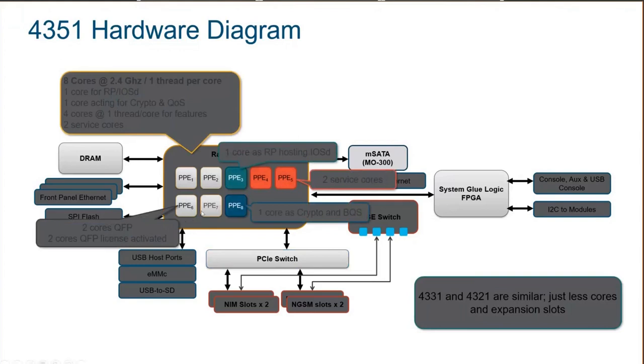The cores here will be enabled when the QFP license is activated. By default, a few of the cores will be enabled, but if you enable the license, all the cores will be activated, which will improve the throughput. So this is how the throughput can be increased. The other two models here, 4331 and 4321, are similar, just with fewer cores and fewer expansion slots like NIM and service module. Apart from that, the architecture is the same.